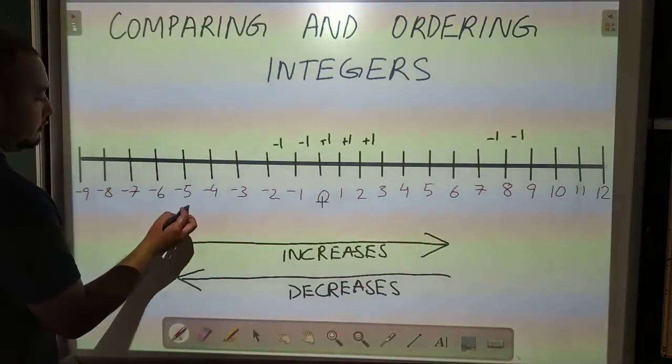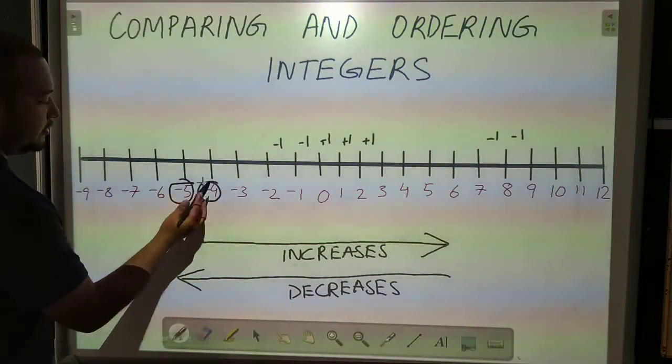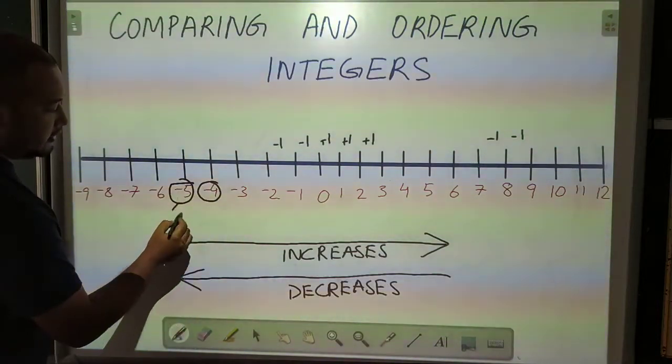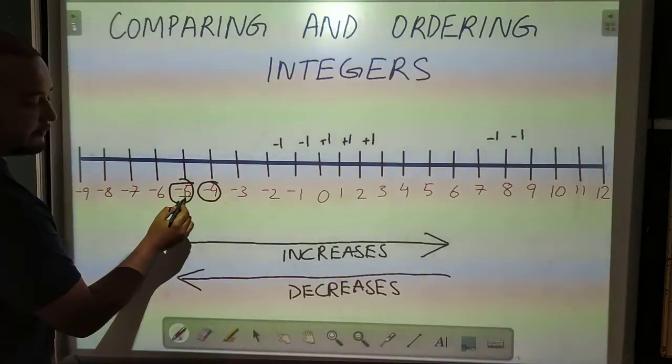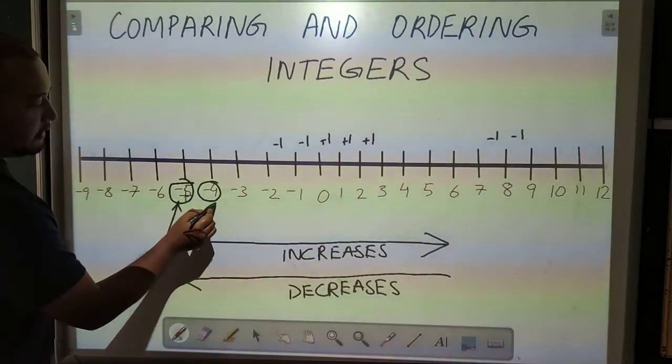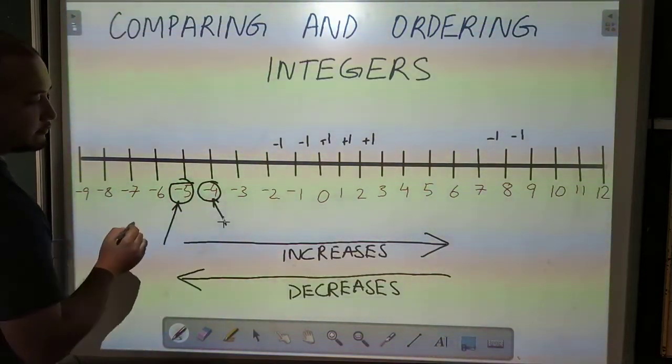If you take now minus 5 and minus 4, which is on the left? Minus 5 is on the left, so this is the smaller number. Even though the digit is 5, since it is negative, this is the smaller number and this is the bigger number.